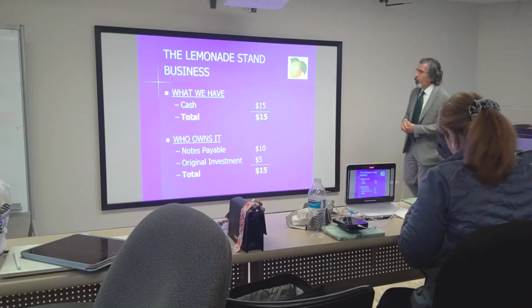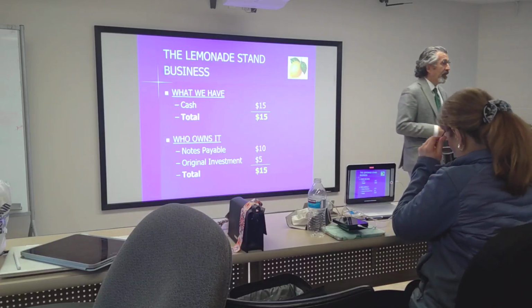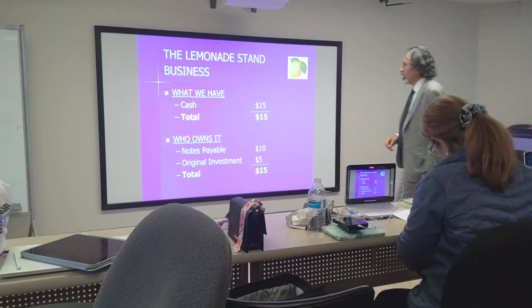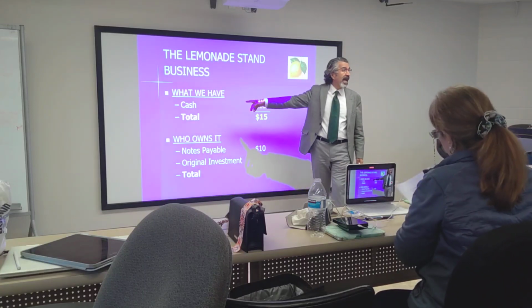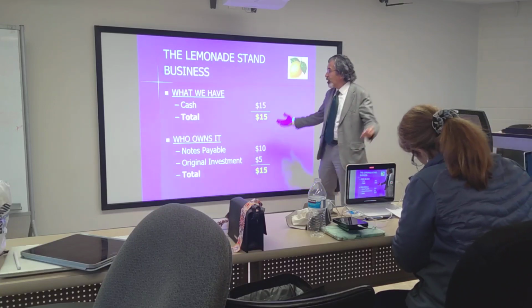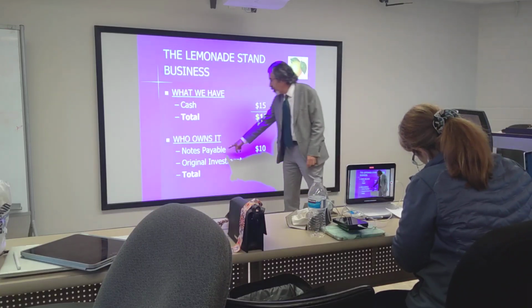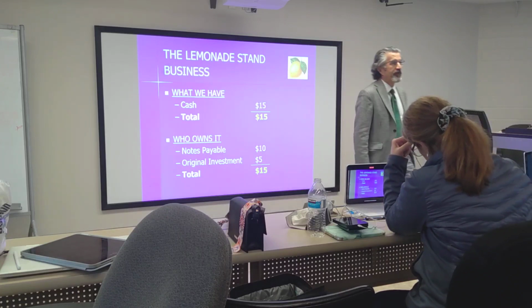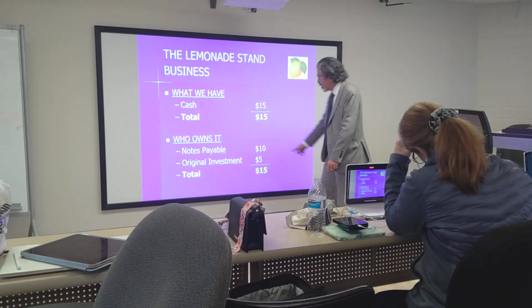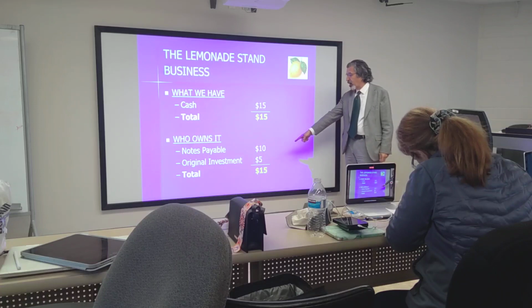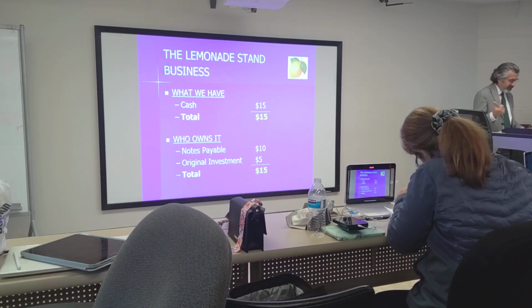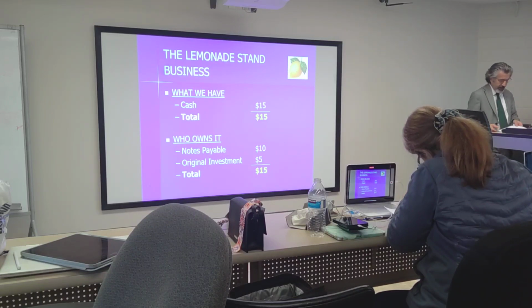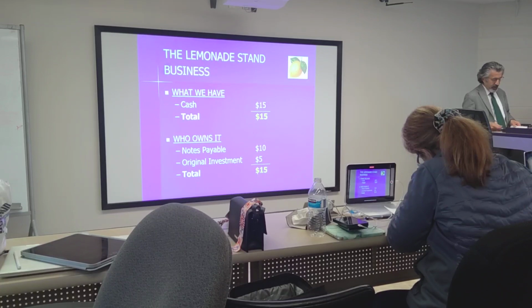So, what do we actually have before we start operations? We have cash of $15. That's our assets. Remember I told you cash is an asset. Who owns the $15? There is this thing called notes payable. You owe the note to your parents. I owe you $10. So that's $10 to the parents. The original investment was $5, totals $15. See, they match. The $15 that we have on hand matches who owns the money.